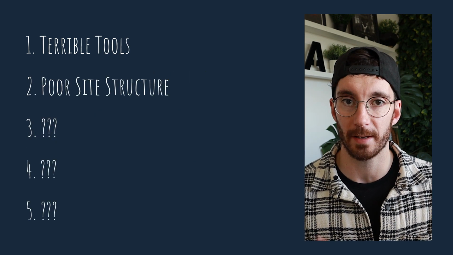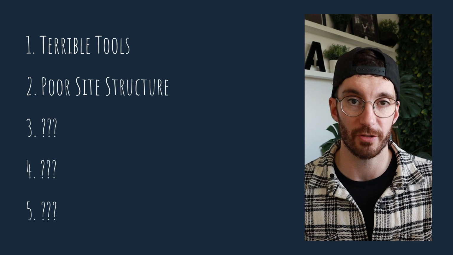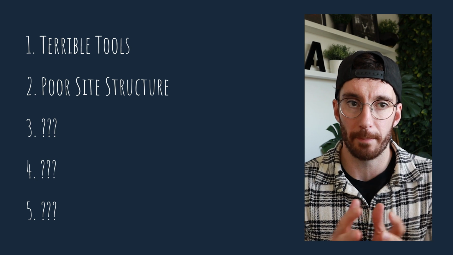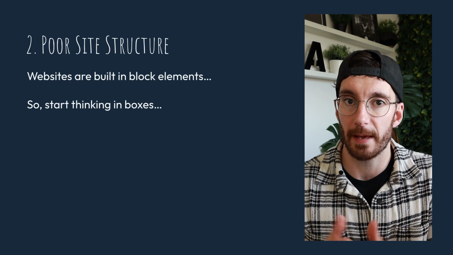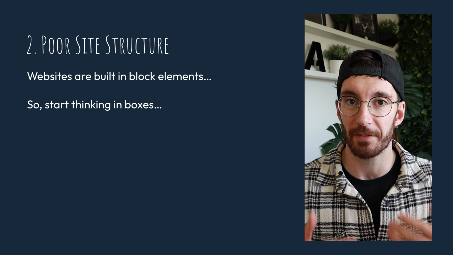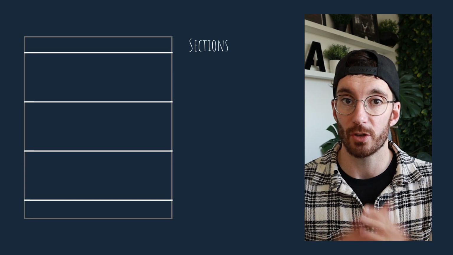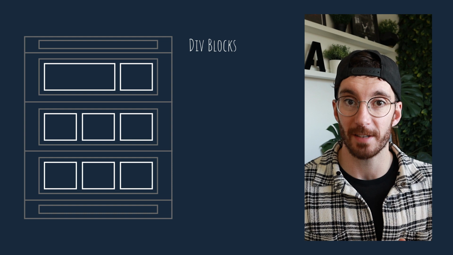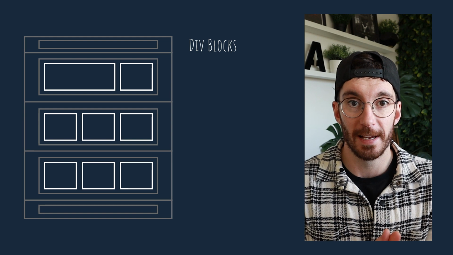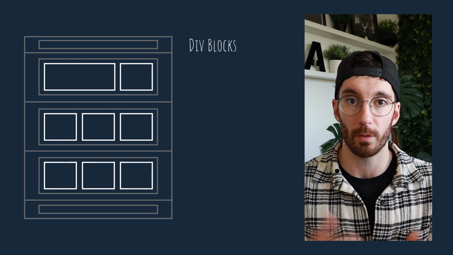Okay, so the second disaster here is poor site structure. Now, ultimately, websites are built in what's called a box model. They're built in boxes, so you have to start thinking in boxes. You have your main body, like the body of your website. And then within there, you have sections. Inside your sections, you have containers. Then inside your containers, you have div blocks. And inside your div blocks, you have all of your website elements.